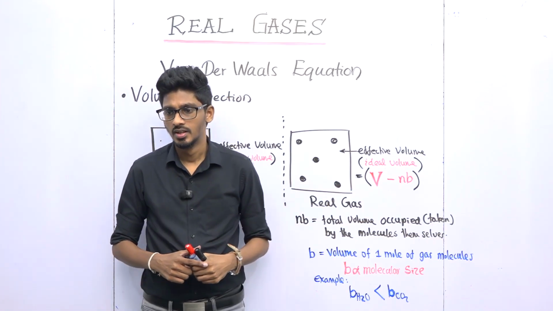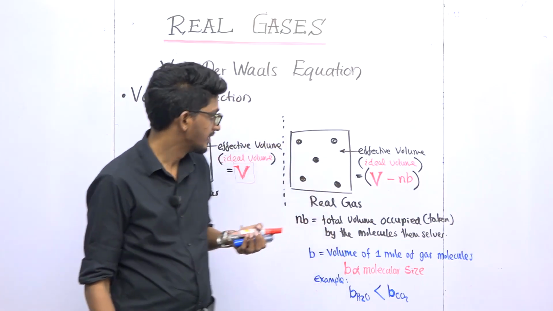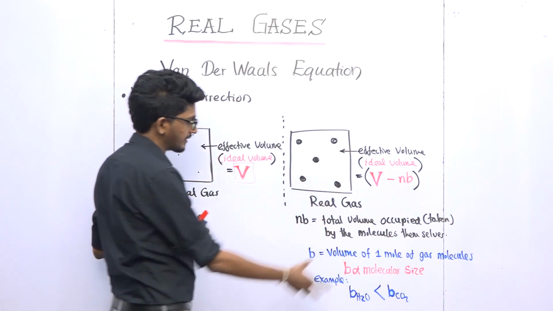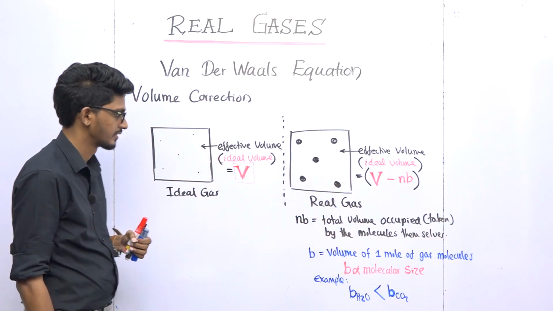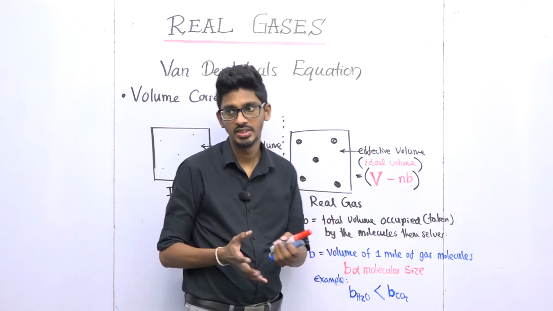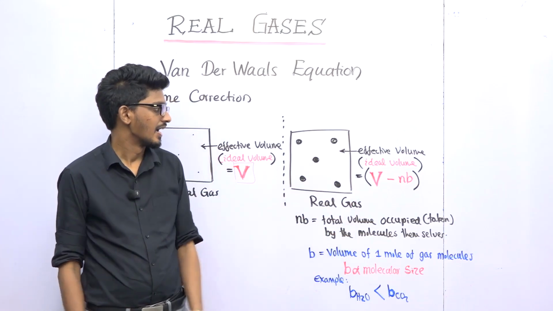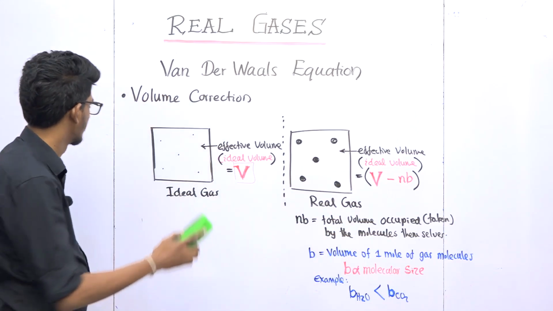Right, children. So in this way we found these two corrections we made, the volume correction and the pressure correction. We can apply those volume correction and pressure correction, right? And if you apply those two things, let's come up with that.